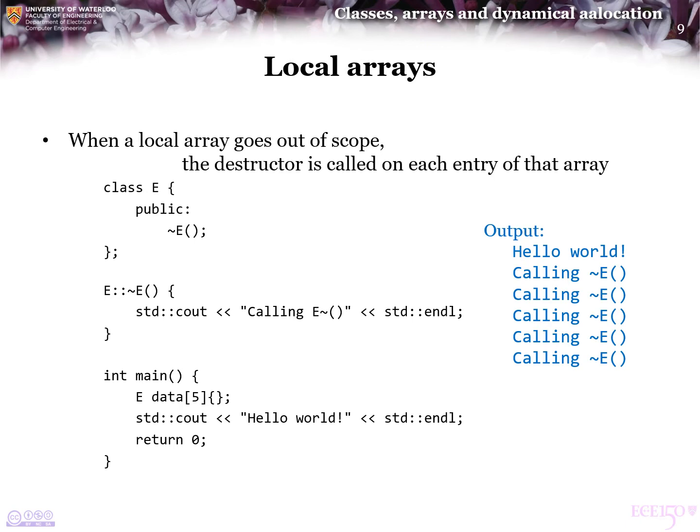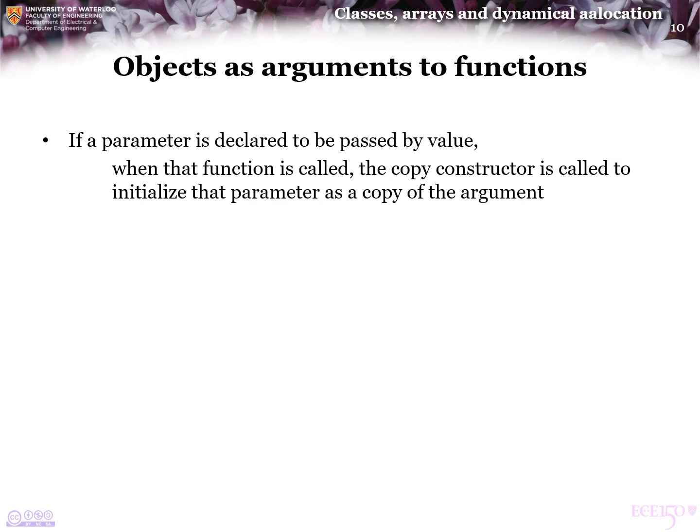as expected. Now, given a function, if a parameter of that function is declared to be passed by value, when that function is called, the copy constructor is called to initialize that parameter, making it a copy of the argument.